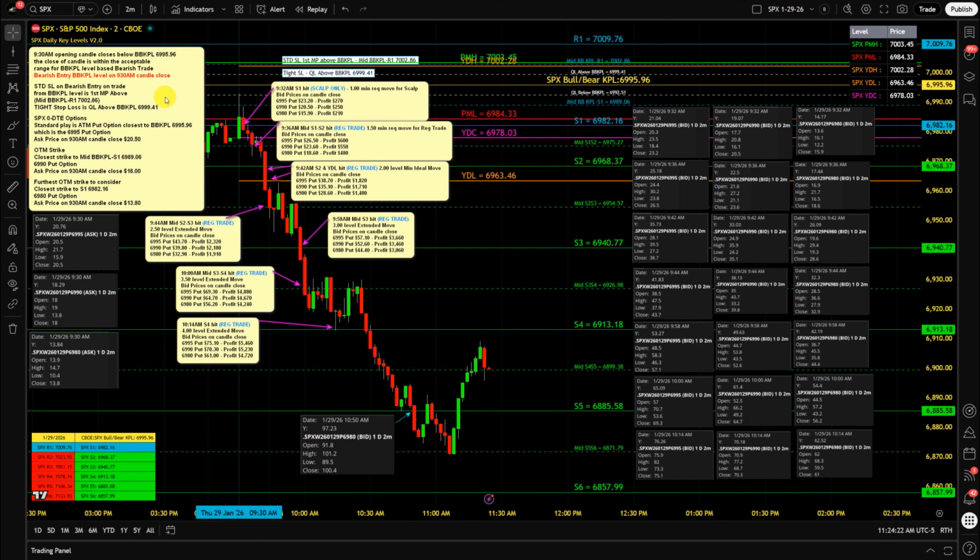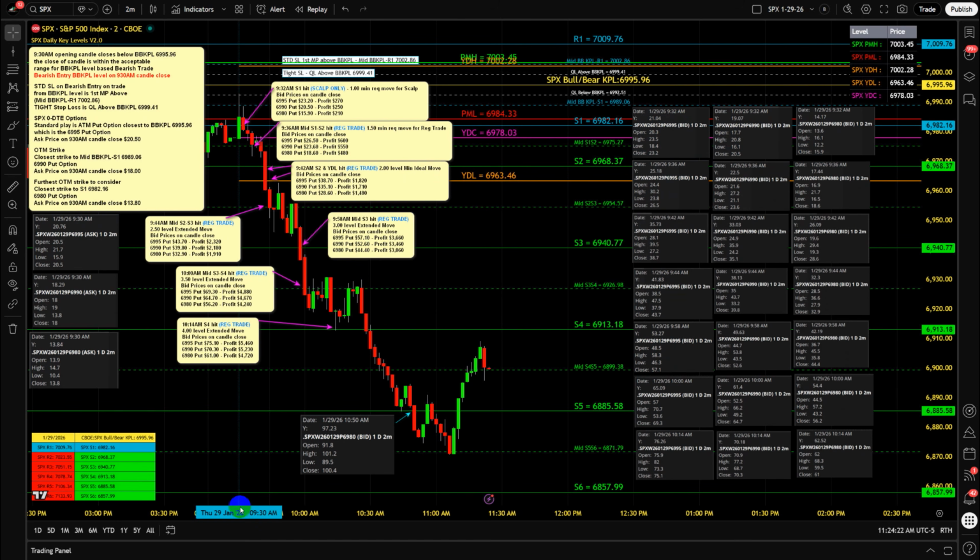Okay, so here we're going to look at the trades of the session. As you can see here, we have the notes on the chart. We also have the ask data boxes for the entry candles, and we have over here the various levels that it hits, with the bid prices specifically for the candle closes on each one of these level hits.